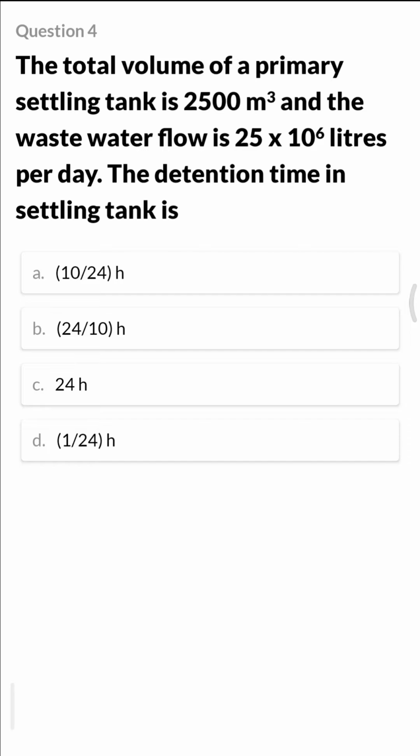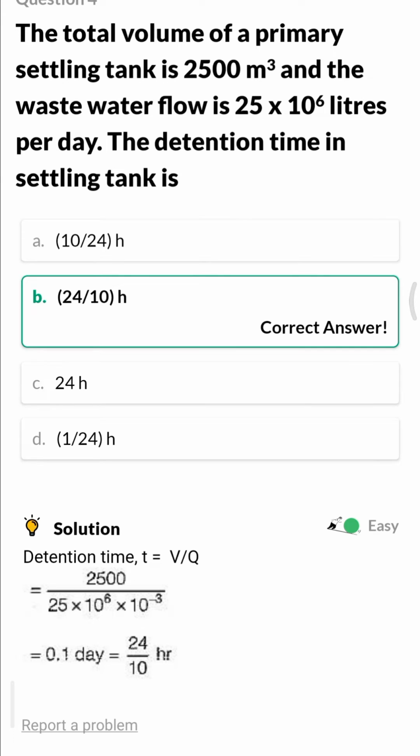Next question, the total volume of primary settling tank is 2500 m3 and the wastewater flow is 25 into 10 power 6 liters per day. So the detention time in the settling tank is, option A 10 by 24 hours, option B 24 by 10 hours, option C 24 hours, option D 1 by 24 hours. So the correct answer is option B, 24 by 10 hours.